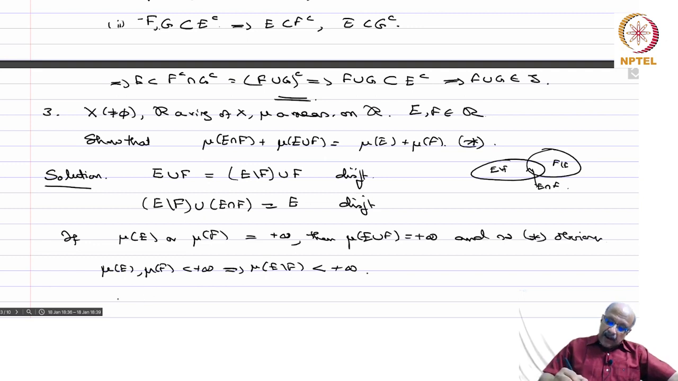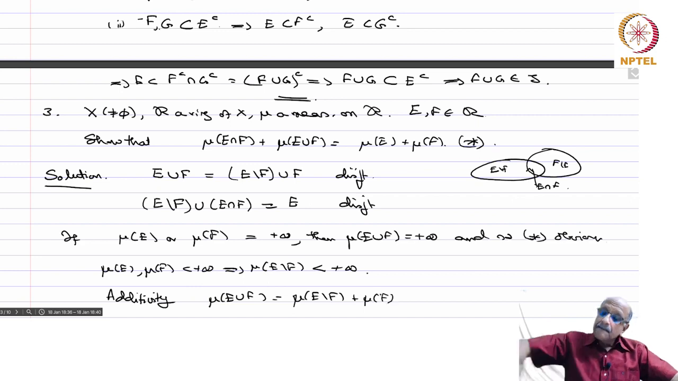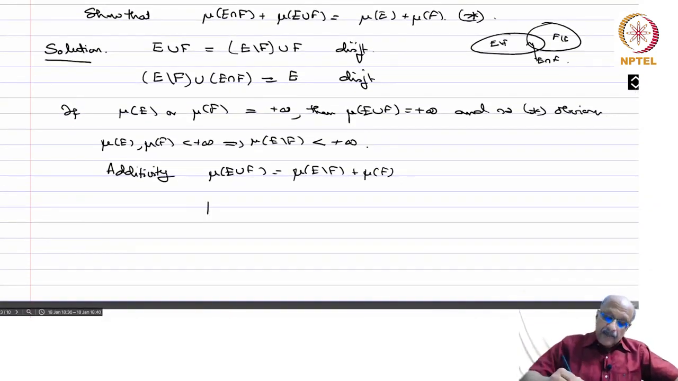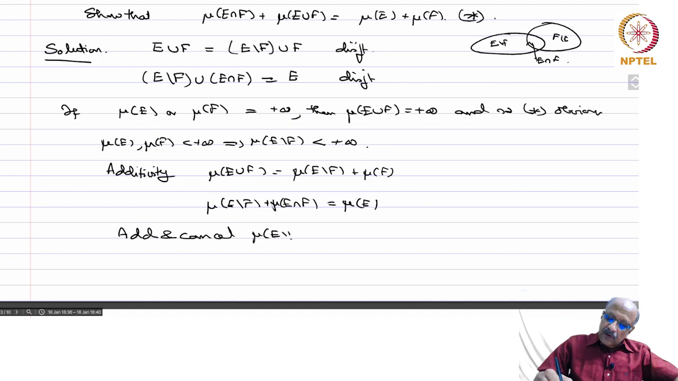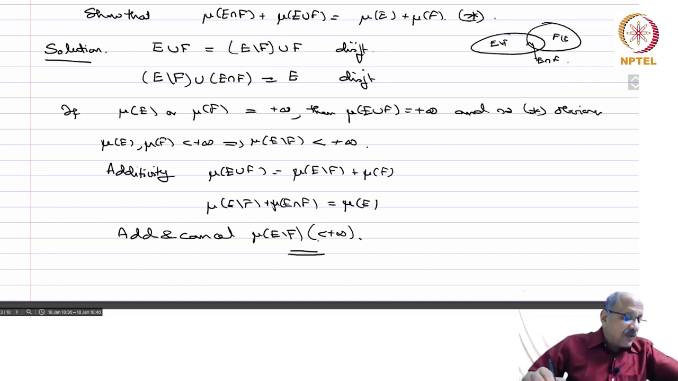Okay, so now by additivity, because countably additive is also finite additive, mu of E union F equals mu of E minus F plus mu F, and mu of E minus F plus mu of E intersection F equals mu E. So add and cancel mu of E minus F, which is finite, remember. So I'm allowed to cancel, and everything is finite in this equation, and that proves the solution.